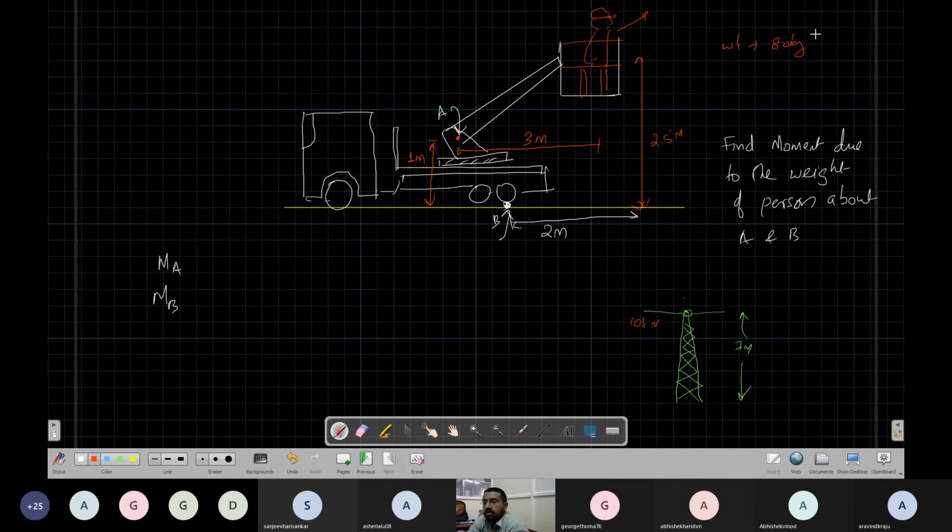So the weight of the person is 80 kg. You have to convert this to force. This is mass. Force is basically mass into acceleration due to gravity. Okay, you can take gravity as 10. So that means 800 Newton is the force.